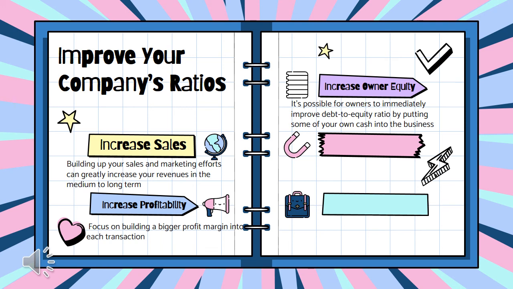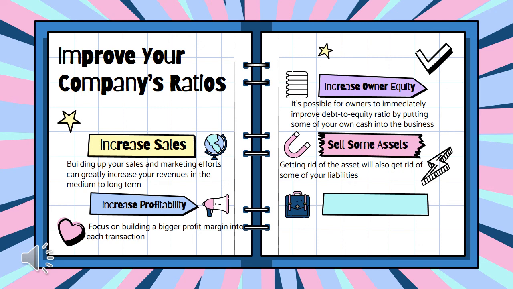Third one is increase owner's equity. It is possible for owners to immediately improve debt to equity ratio by putting some of your own cash into the business. You will have more to spend on growth and paying off liabilities. Luring additional investors will be a challenge if your liquidity and solvency ratios are poor, but you may be able to talk existing investors into providing more funds if the terms are generous enough.